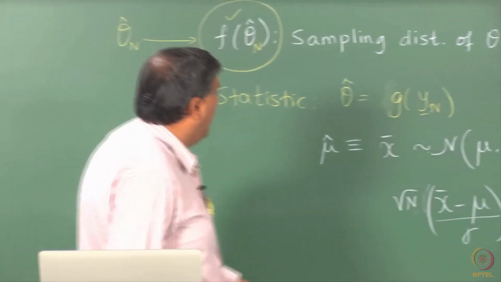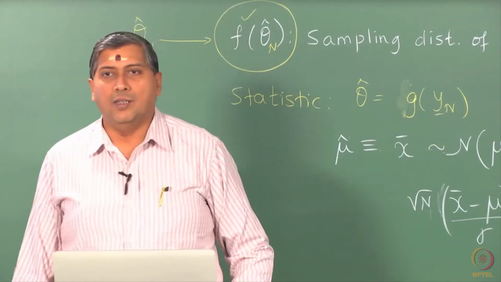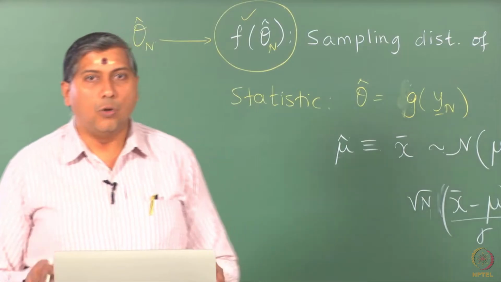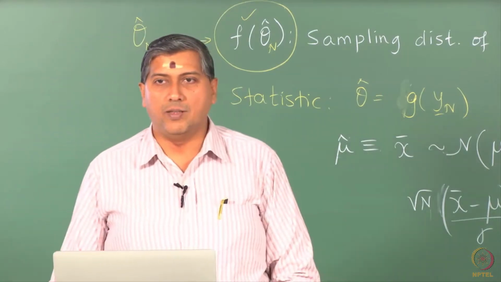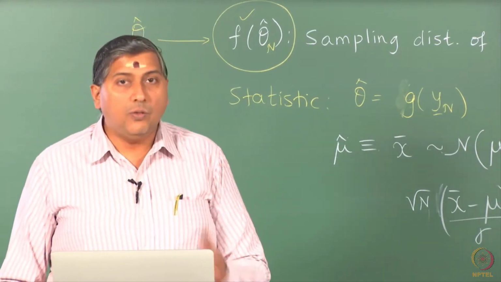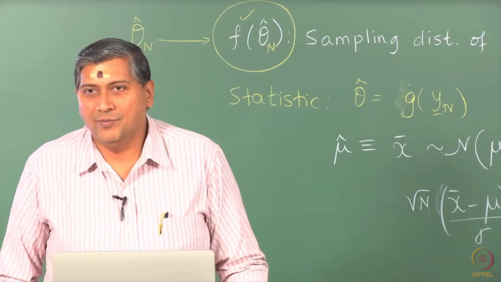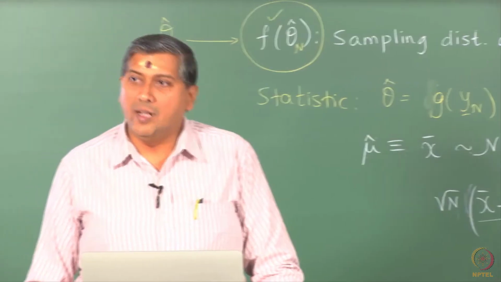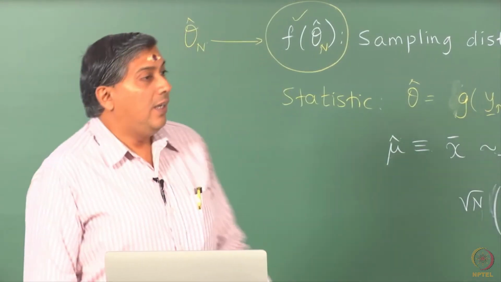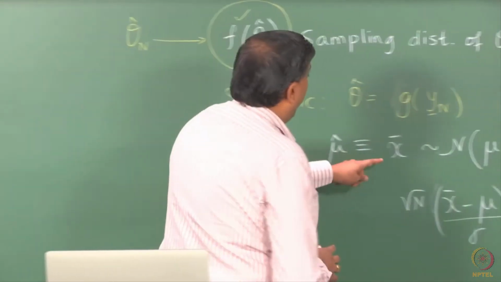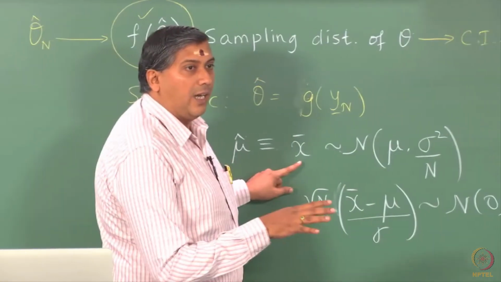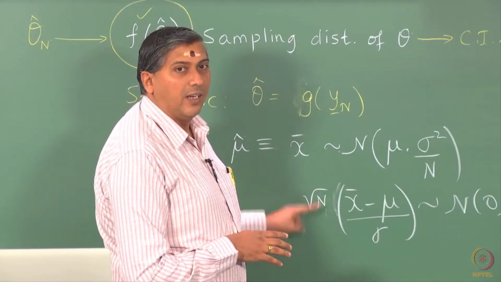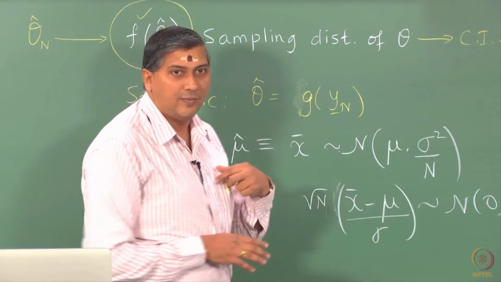On the other hand, if you look at this parameter here, that is root n times (x bar minus mu) by sigma, its variance does not die down to 0 as n goes to infinity. It remains a random variable. So, that is the difference between giving distribution statements for theta hat alone and a standardized theta hat. In this case, the standardization is this.